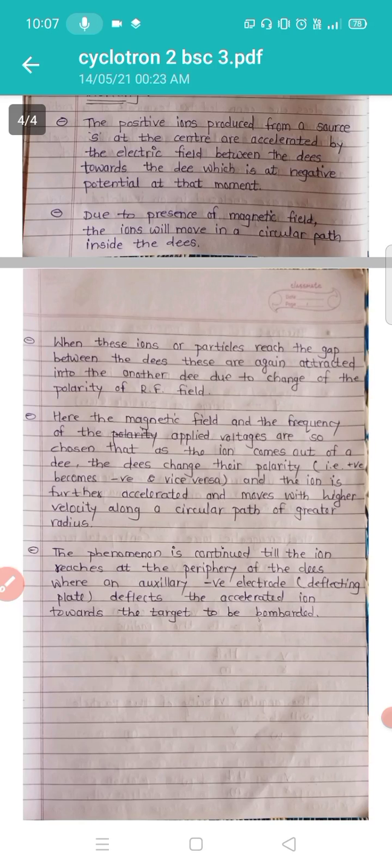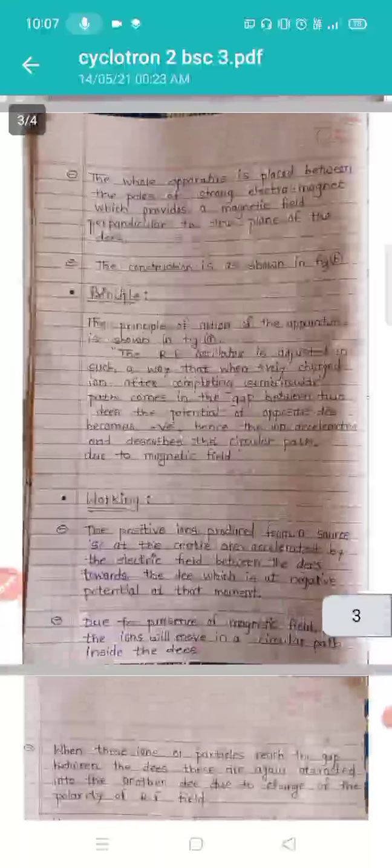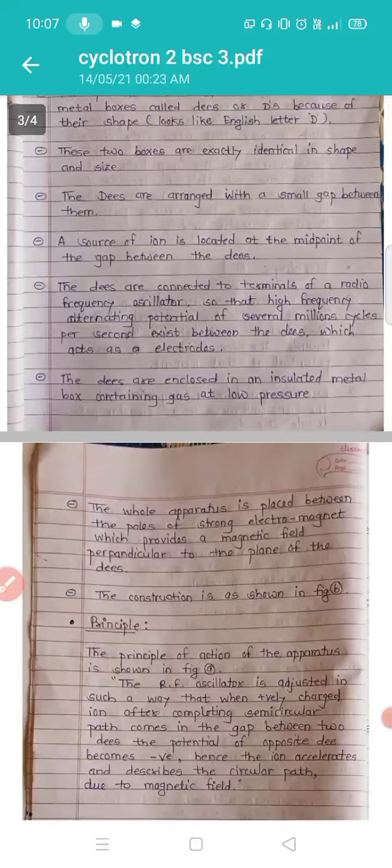Okay, understood? In this class, we studied the construction, principle and working of the cyclotron. I hope you all get it.